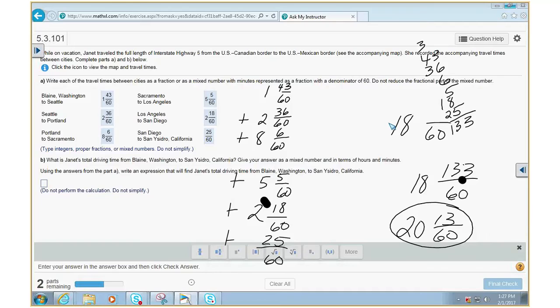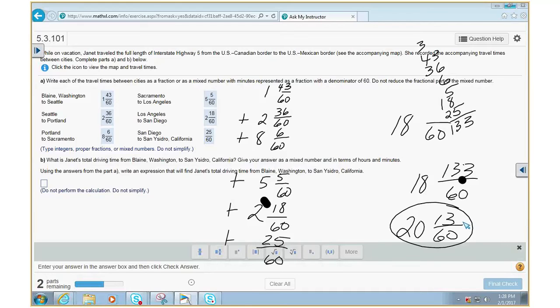So if you got 20 and 13 over 60, good for you. Make 100 on your homework, but you're not going to see this on the test. If you do, you'll only see one, and that's it. But to me, that's a lot of extra. That's busy work. Did everybody get 20 and 13 over 60?